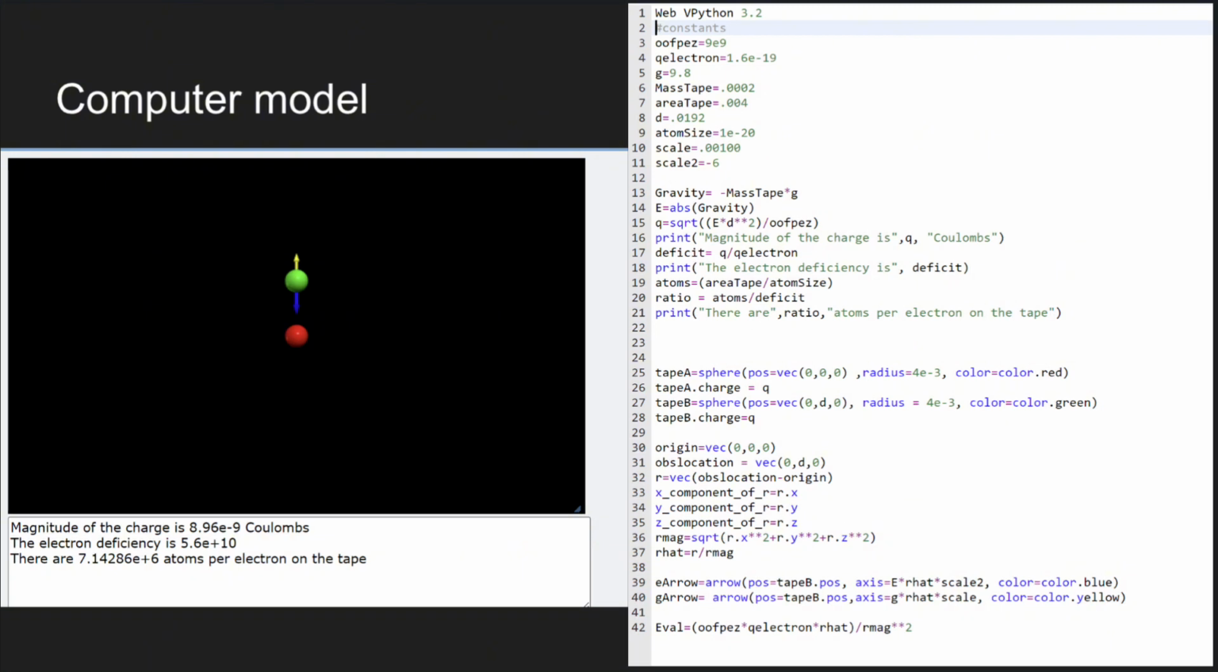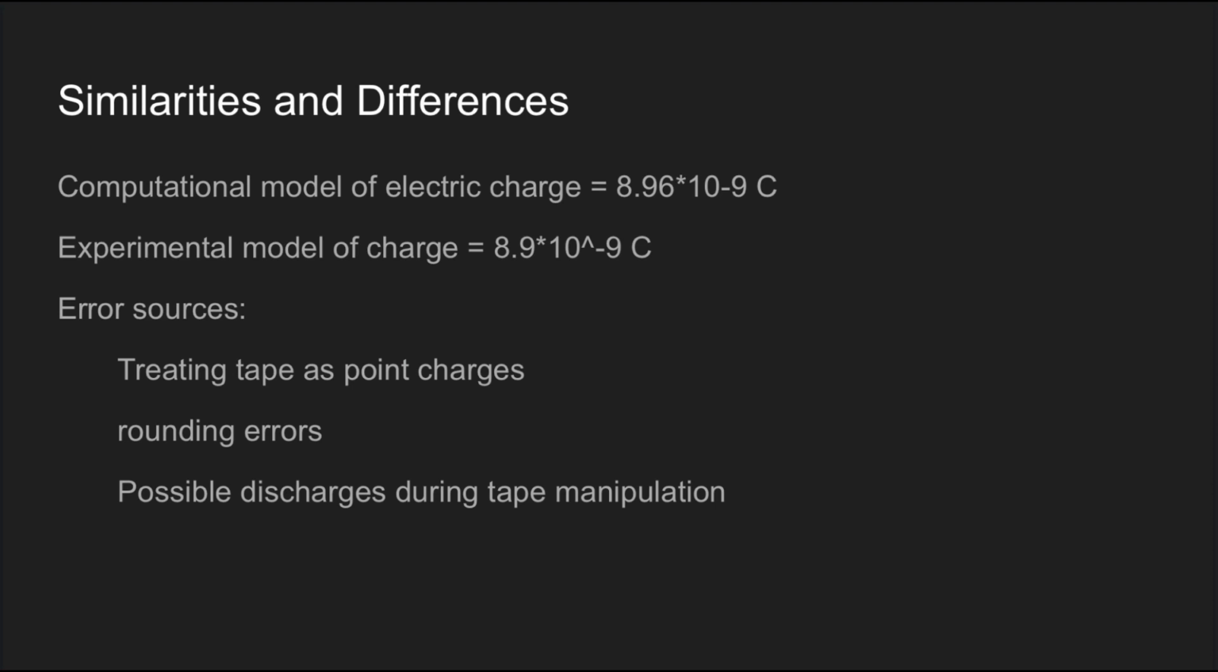Looking at the computer model, modeling the gravitational force as well as the Coulombic force and creating objects to simulate the point charge interactions, it can be seen that the magnitude of the charge is 8.96 times 10 to the negative 9 coulombs, which is very similar to the experimental. The electron deficiency is 5.6 times 10 to the 10 and 7.14 times 10 to the 6 atoms per electron on the tape. The computational model of electron charge was 8.96, whereas the experimental model was 8.9, so very similar.